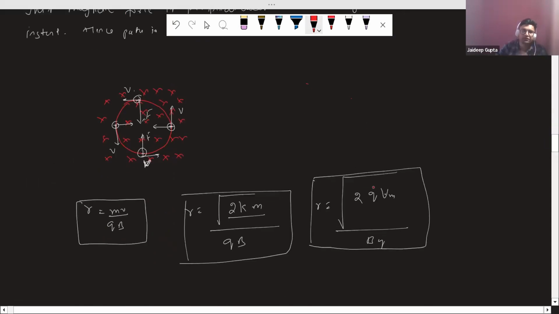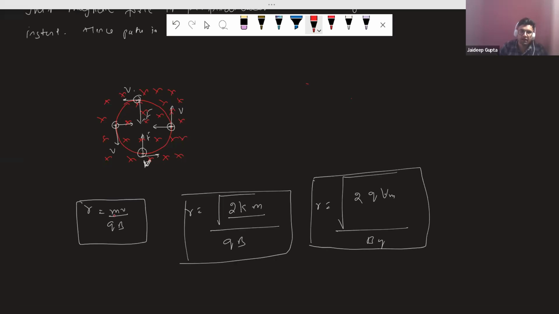If a particle moves in a circular path, the radius of the path will be mv over qB. Here m is the mass of the particle, v is the velocity, q is the charge, B is the magnetic field. This is the second relation: K is kinetic energy, m is the mass, q is the charge, v is the velocity. Kinetic energy equals charge times potential difference, that is equal to work done. So radius equals root of 2 m q V over qB, where V is the potential difference, m is the mass, and B is the magnetic field.